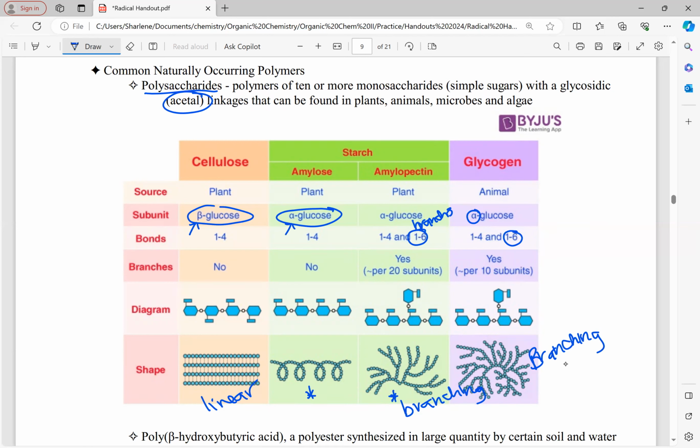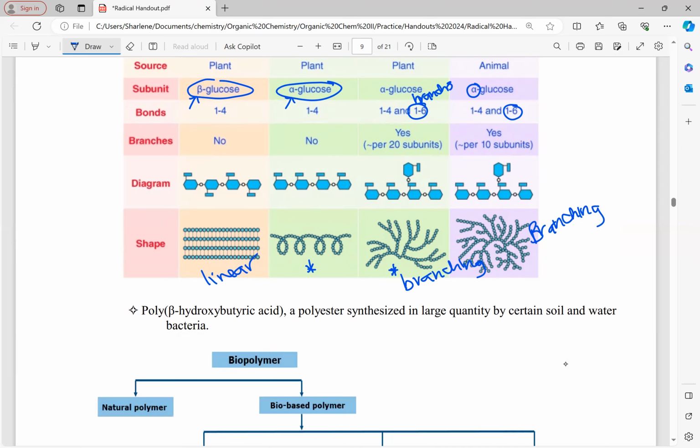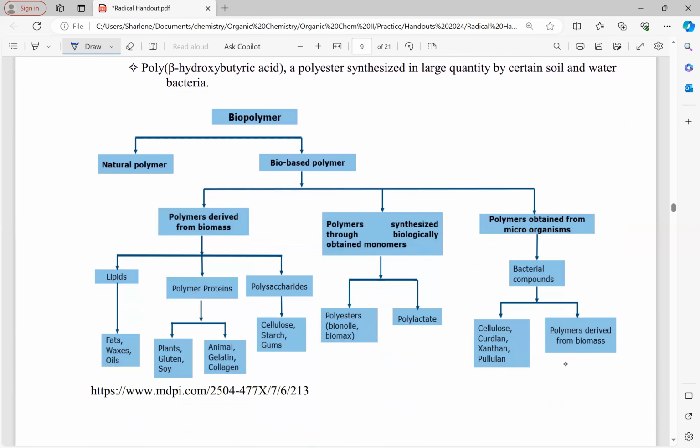And this is a lot of the bio stuff that we do at the end of the semester. I just figured you'd be familiar with it and it would be interesting to see what kind of shapes. So again, oh, there's the reference. Here, just for interest, you can have natural polymers or you could have bio-based polymers.